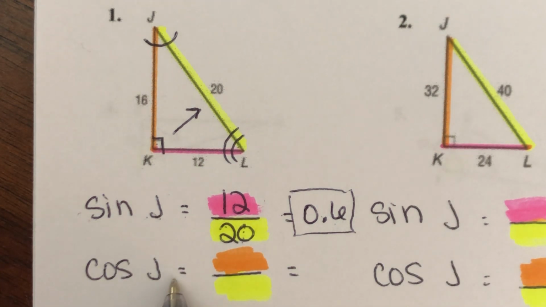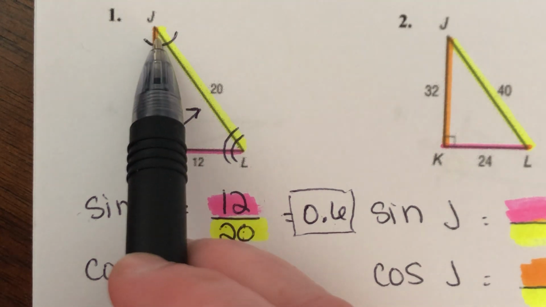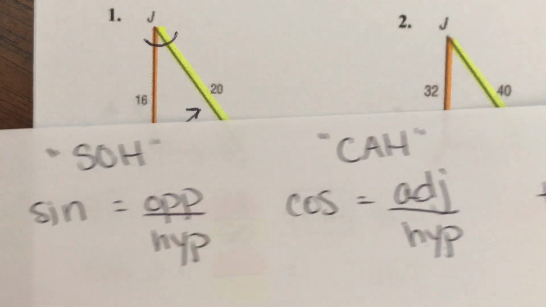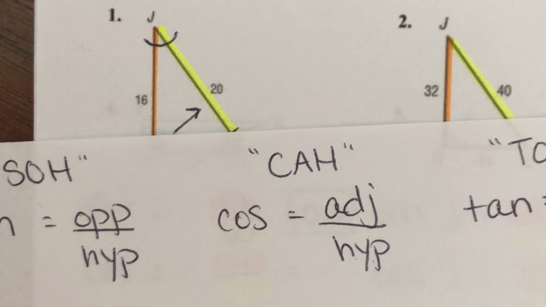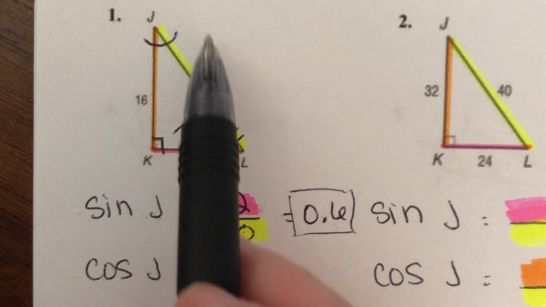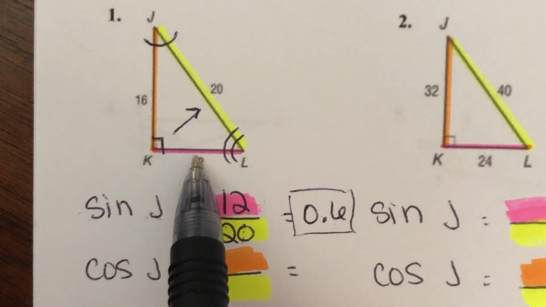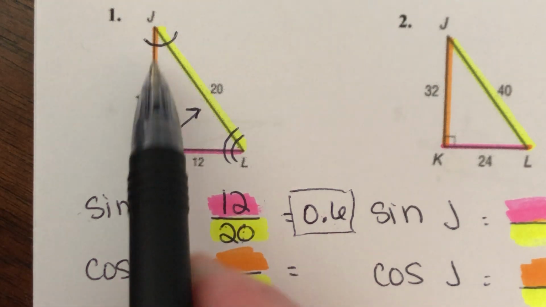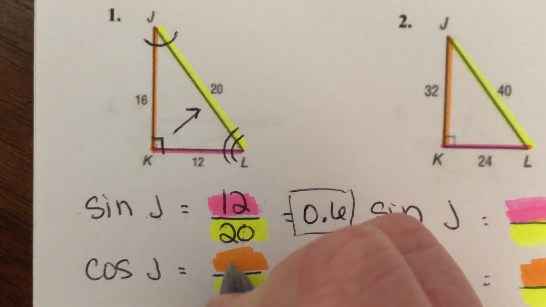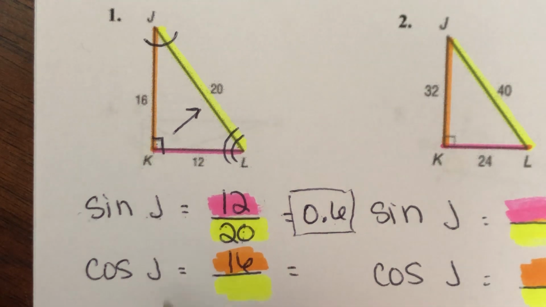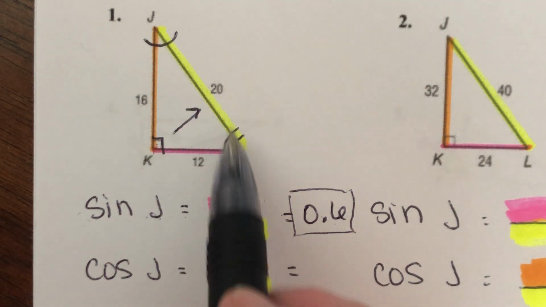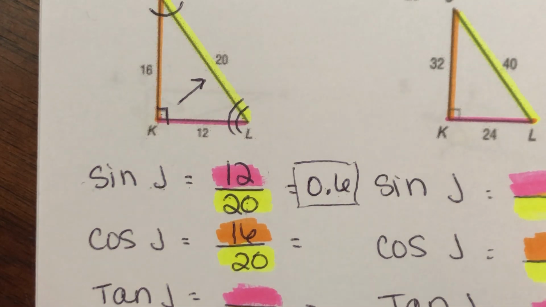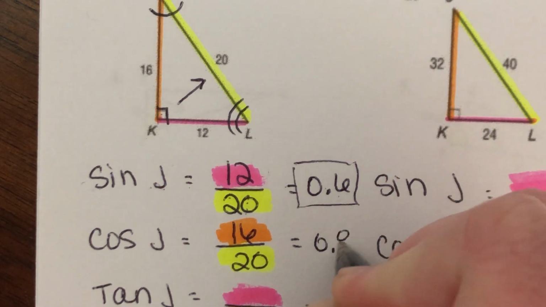Okay? Cosine of J, we're still looking at angle J. The cosine is the adjacent side over the hypotenuse. So for cosine, I'm not looking at the opposite side. I'm looking at the adjacent side, the side touching angle J. So adjacent is 16, and cosine is adjacent over hypotenuse. Hypotenuse is still 20, right? So 16 over 20 is 0.8.